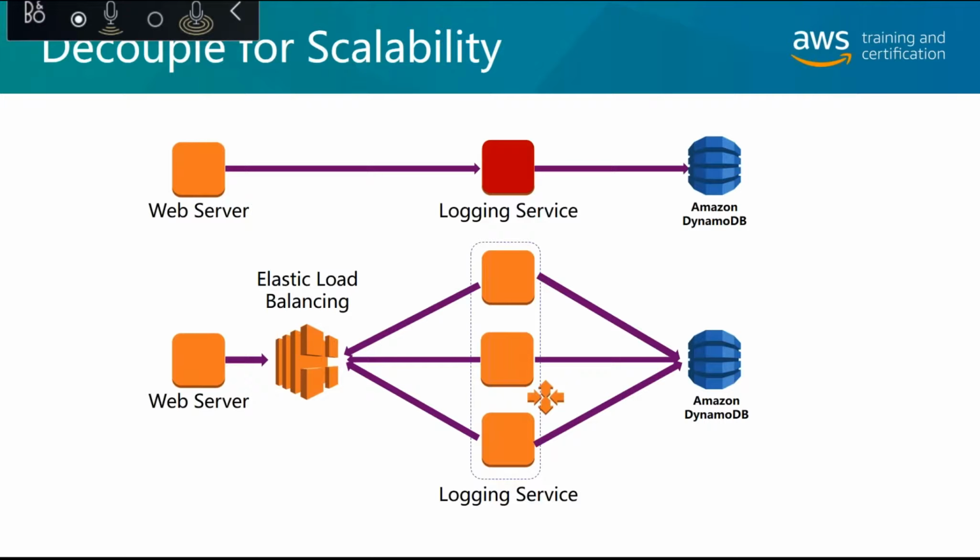Now, another option that we can also use for decoupling and for scalability. In this use case, instead of having the web server directly talking to the logging service, if the logging service fails, first of all, I don't have a resilient architecture and it's not scalable. So what I have here is the web server, a load balancer, and then my logging service in an auto scaling group. On the back end is a NoSQL database with DynamoDB. The focus here is decoupling, and what I'm using to decouple in this example is a load balancer.